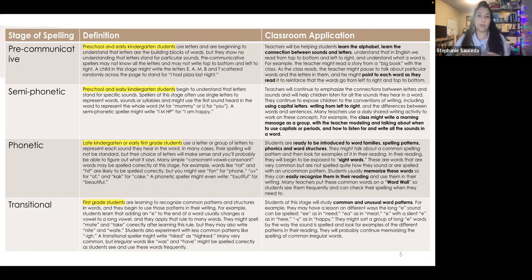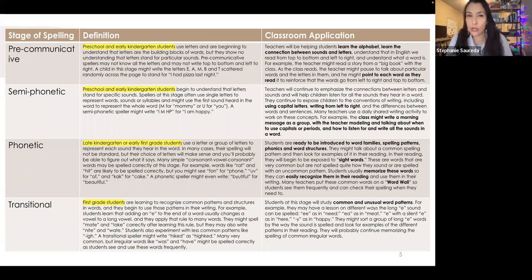So then we move on to semi-phonetic. Preschool and early kindergarten students begin to understand that letters stand for specific sounds. They start identifying those sounds, and identifying words that begin with those sounds. Spellers at this stage often use single letters to represent words, sounds, or syllables, and might use the first sound heard in a word to represent the whole word, like M for mommy or U for you. A semi-phonetic speller might write IMHP for I am happy at that stage.